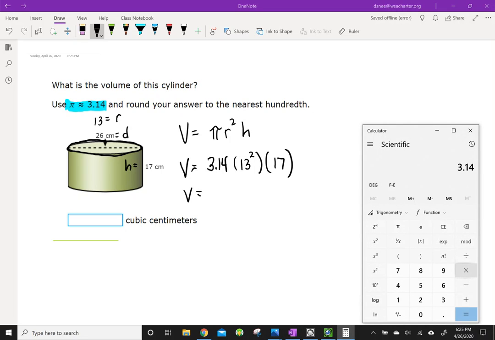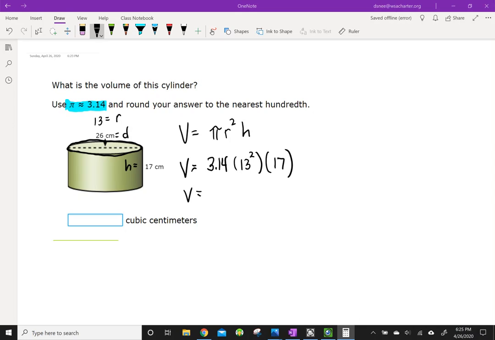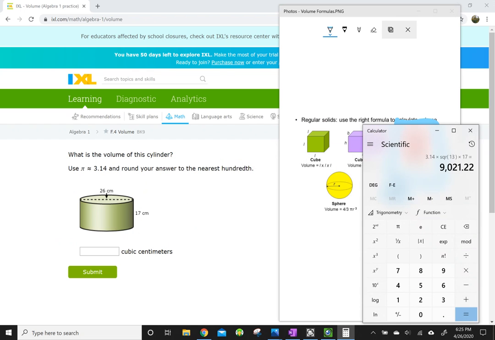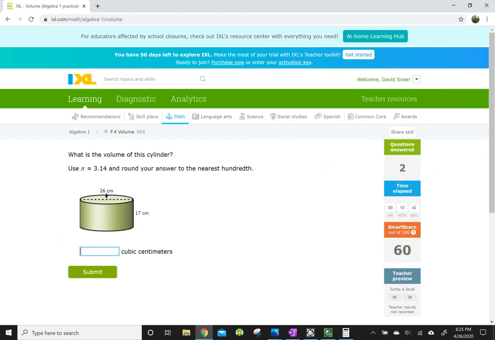3.14 times 13 to the second power times 17 equals 9,021.22. And that's centimeters cubed, and we're going to try it out. 9,021.22.